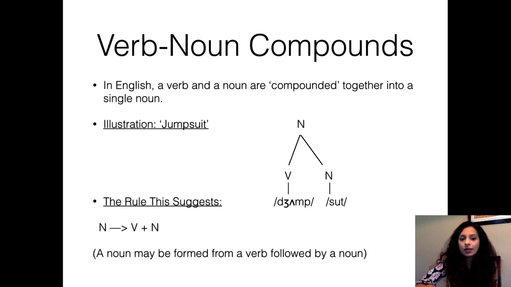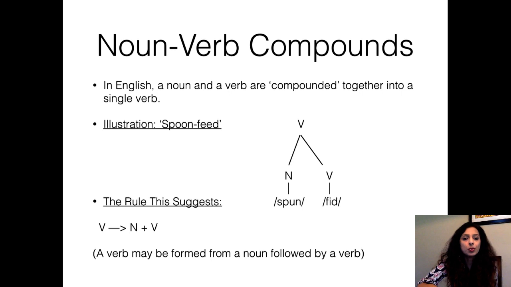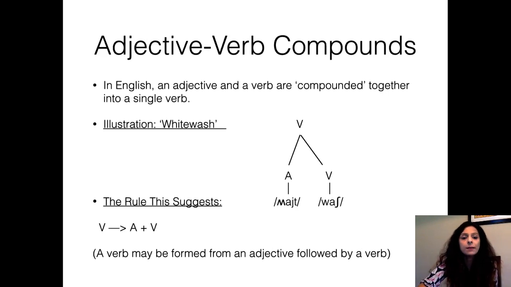Here is a verb-noun compound. This is jumpsuit. Jump is the verb to jump, and suit is a noun. And jumpsuit is a noun, something that you wear. Spoon-feed, written with a hyphen, is a noun-verb compound. You have a noun, which is spoon, and then you have the verb feed, and then you get the verb spoon-feed.